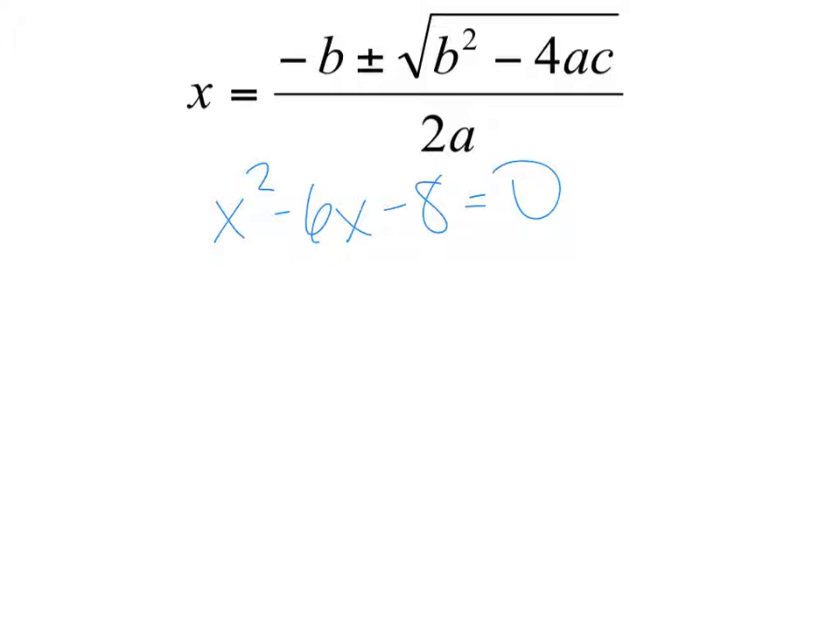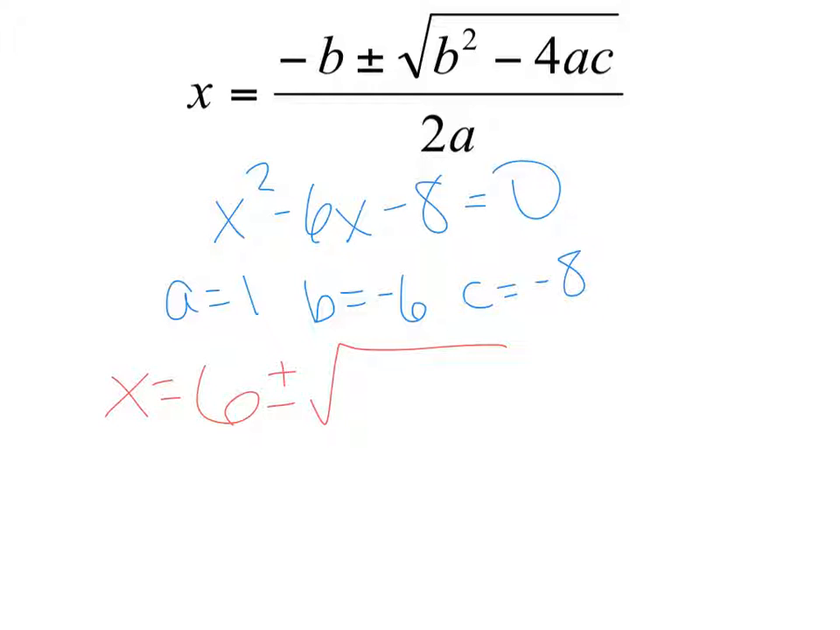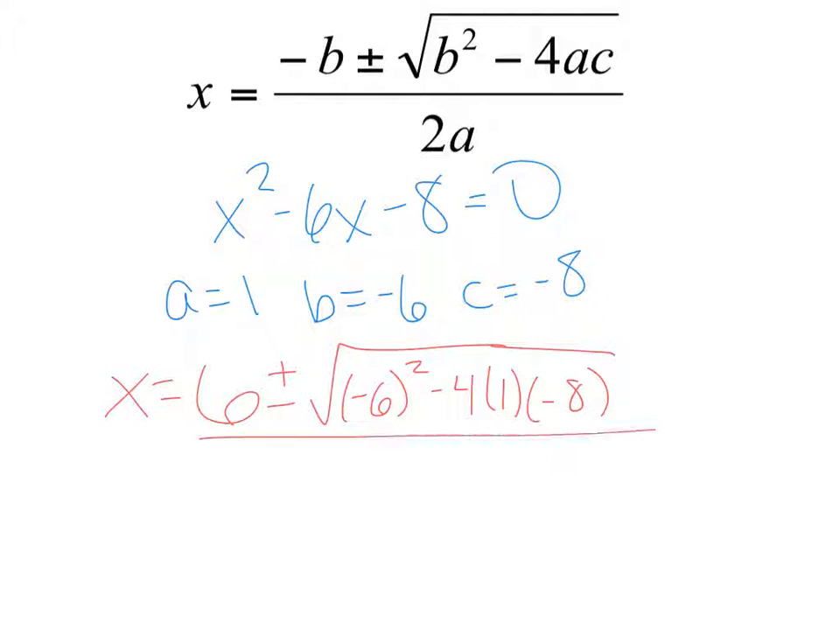Part B is exactly the same except for one side already equals 0. We're going to identify A as 1 because we have 1x squared, B as -6, and C as -8. Sub this in for the quadratic formula. We get x equals -b, so that's going to be a +6 now, plus or minus the square root of -6 squared minus 4 times a times c, all divided by 2 times a.